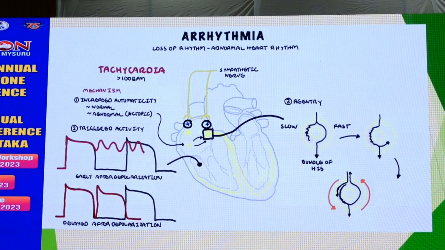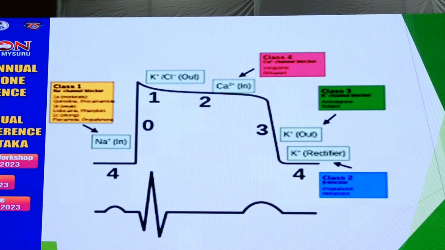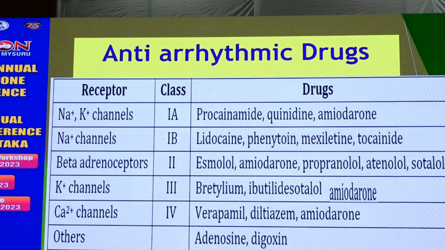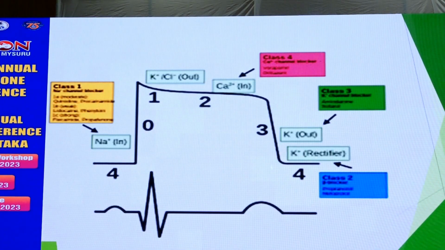Now you understand the mechanisms. Now it is very easy for you to understand the antiarrhythmic drugs. When I say class 1 drugs act on the sodium channels, you understand they act in phase 0, the depolarization phase. When I say class 2 drugs are the beta blockers, you understand it reduces the sympathetic activity, reduces the automaticity, and reduces the calcium overload in the myocardial cell.